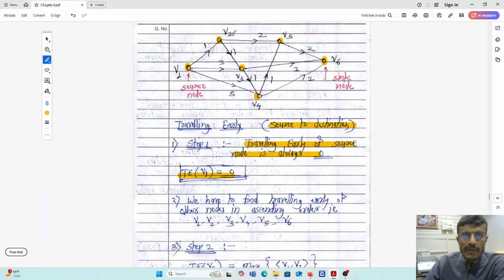Now you have to go for V2. So you can see here, we have to find the traveling early of the other nodes in ascending order, that is V1, V2, V3, V4, V5 and V6 accordingly.